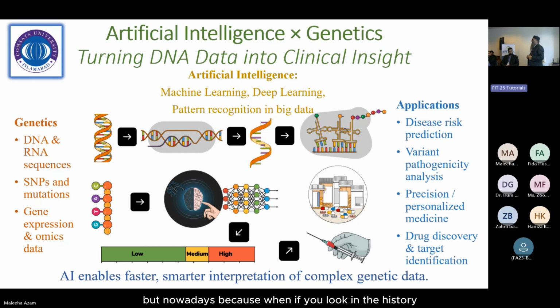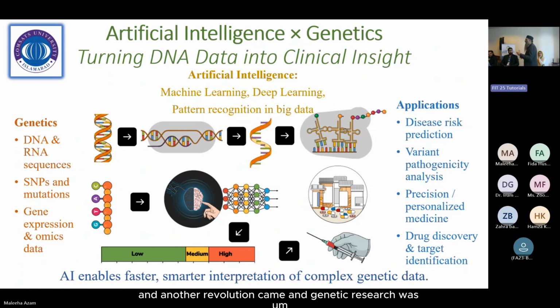But nowadays, if you look at the history, when Watson and Crick first discovered the double helical structure of DNA, a revolution came into the history of molecular biology, biotechnology and genetic engineering. Then in the 1990s, when Kary Mullis invented the PCR, it was a breakthrough and another revolution came, and genetic research was going at a very fast pace.